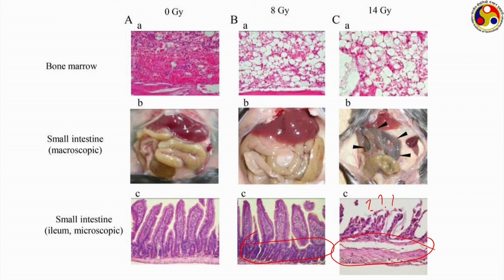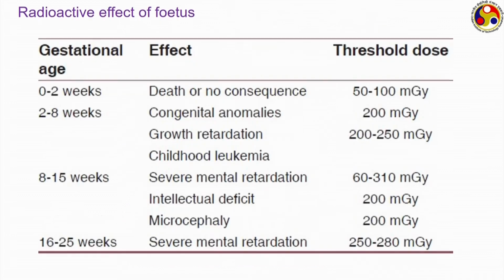So, these are the effects radiation may have on highly sensitive tissues, and radiation can have even more severe effects on the fetus or embryo, particularly during the first 8 weeks of pregnancy. You can see within the first 2 weeks, if it is subjected to a threshold dose of 50 to 100 milligray, then it can lead to the death of the fetus, whereas within 2 to 8 weeks, with a threshold dose of 200 or 250 milligray, it can lead to congenital anomalies, growth retardation and childhood leukemia.